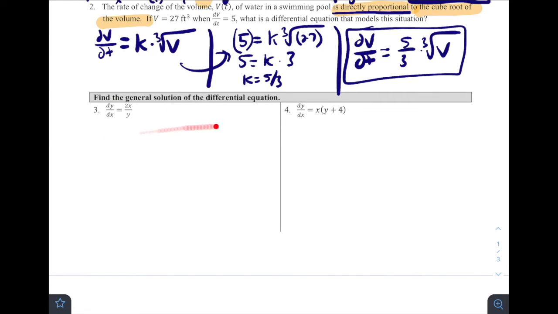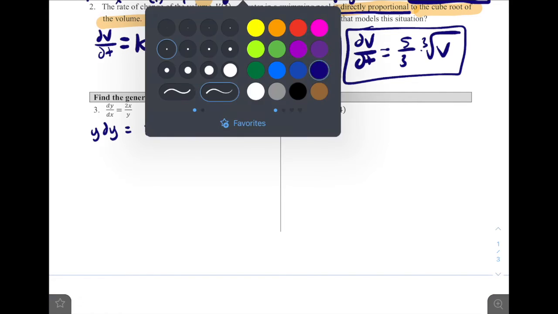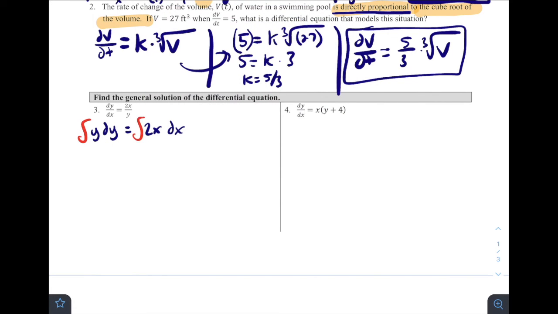Both of these problems look like separable differential equations from our 7.6 lesson. Let's get all the y's on one side, let's get all the x's on the other. If we multiply by y on both sides, we're going to get y dy is equal to, if we multiply by dx on both sides, we're going to get 2x dx. Next, now that our variables are separated, we're going to take the integral of both sides and anti-differentiate. So that's going to give us y squared over 2 on that left side. And on that right side, we're going to get x squared plus c.